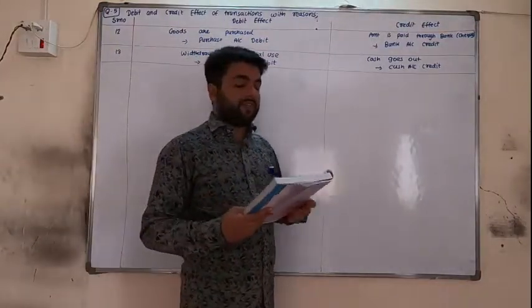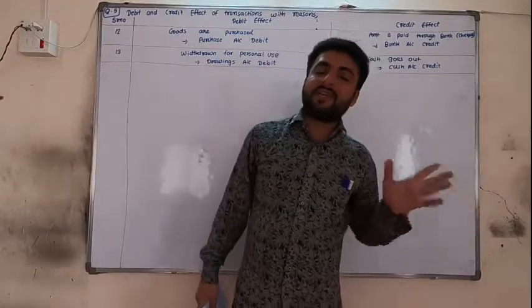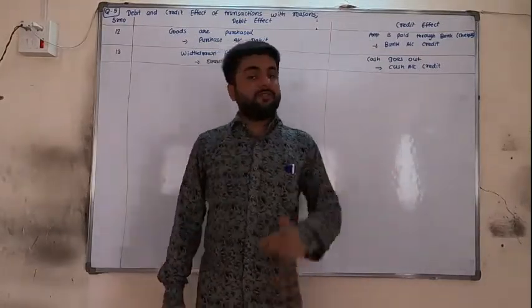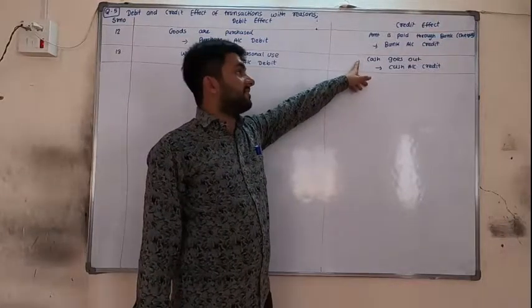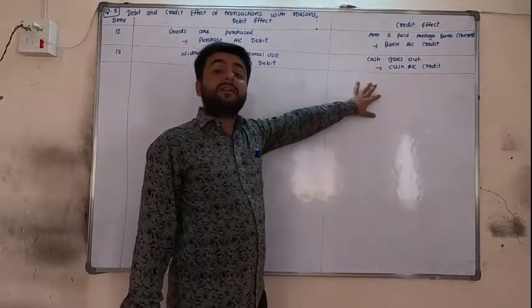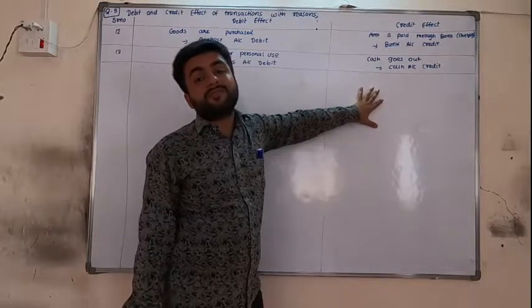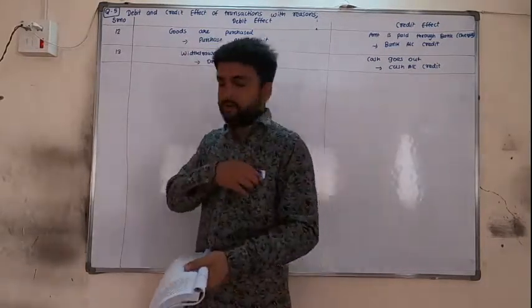Withdrawn goods of 1500 from the business for personal use. Again, we are withdrawing for personal use, so drawings is debit. In the previous transaction, nothing was given, so cash goes out. Here goods are clear, so purchase should be credited. Just now only I have said.